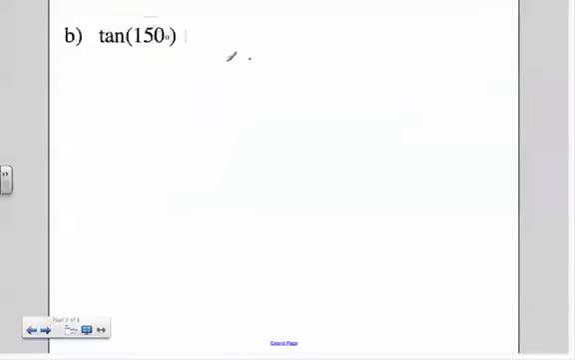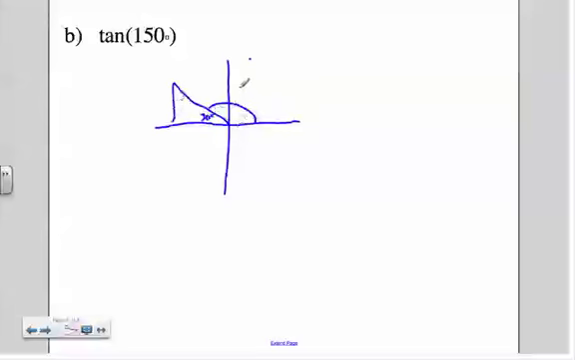Tan of 150. So again, I'm going to start by sketching where 150 degrees would be. There's 90, so it'd be another 60. So that ends up being 30 degrees if that's 150 degrees. So in this case, I'm working with my 2, 1, root 3 triangle.